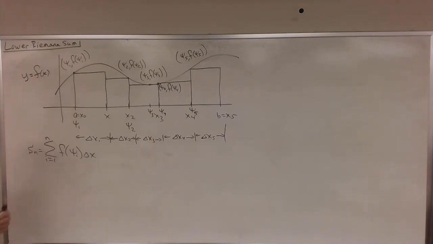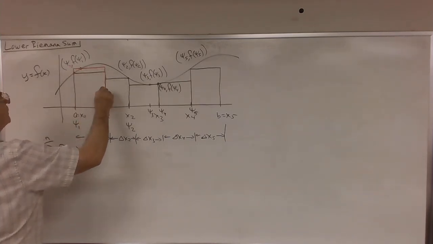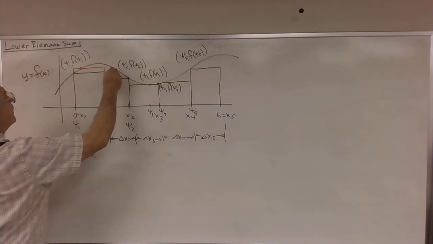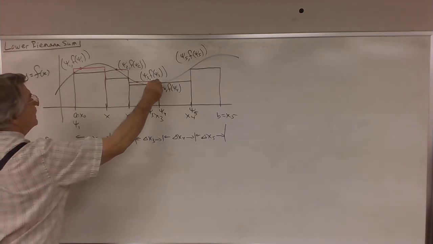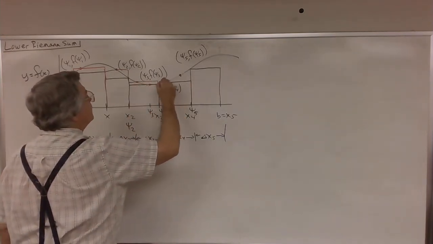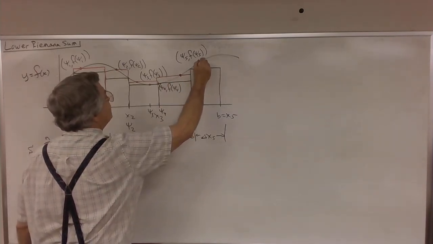we should note something else. Using this same partition, if we have any other Riemann sum, let's see what happens. Let's say that's our f of x1 there. And let's say this is our f of x2 here. And that's f of x3 there. And this is f of x4 here. And this is f of x5 here.